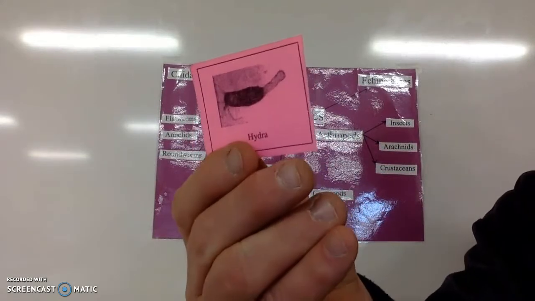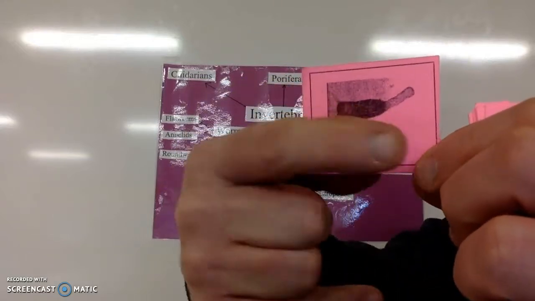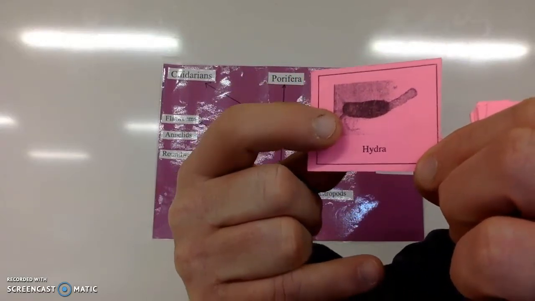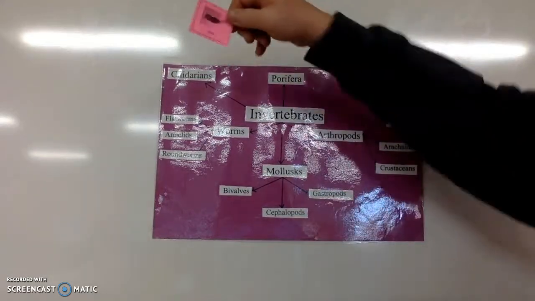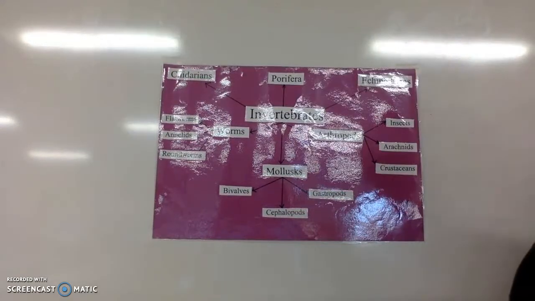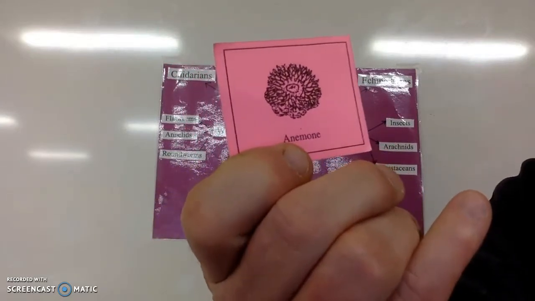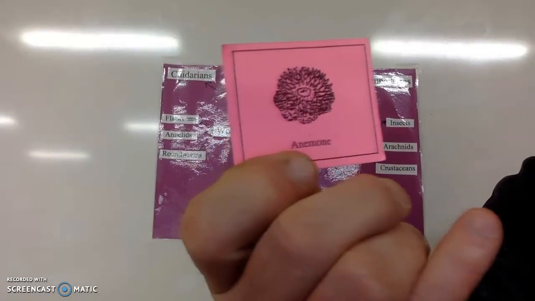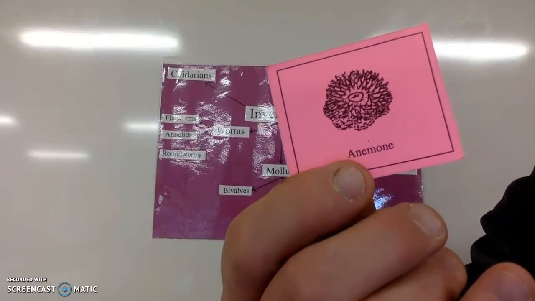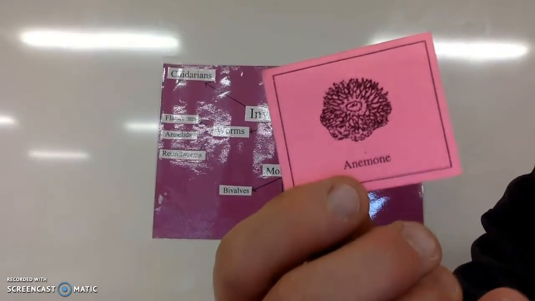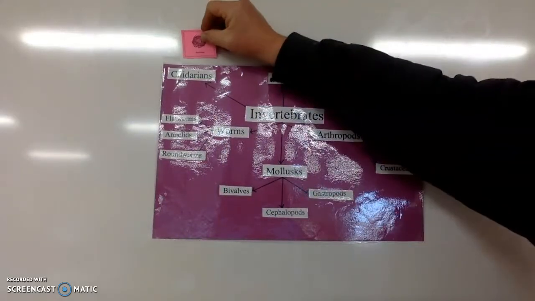Hydra. You can see the little arms that are right here. They have stinging cells. That's a cnidarian. Those up here. Sea anemone, if you watched Nemo, that's the one that has the stinging cells that the clownfish got stung by, or the angelfish got stung by, and she was talking all goofy. Anemones have stinging cells. That's another cnidarian.